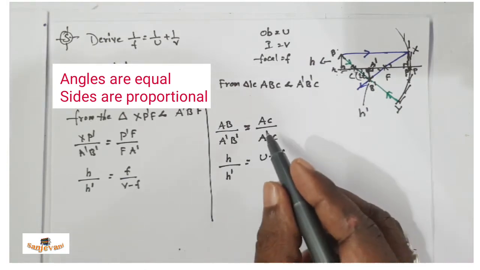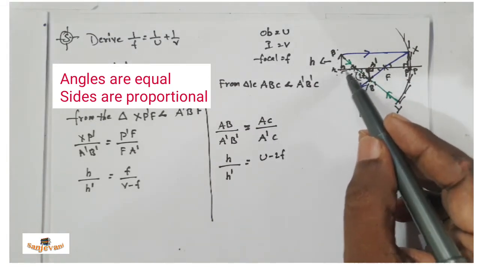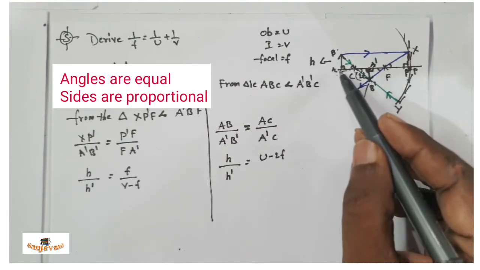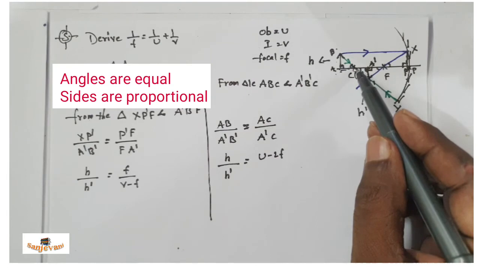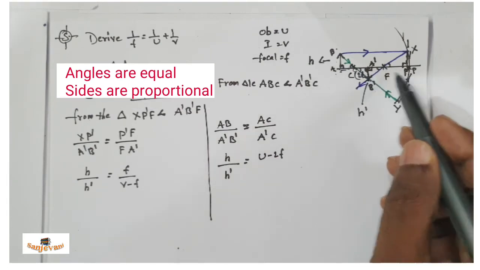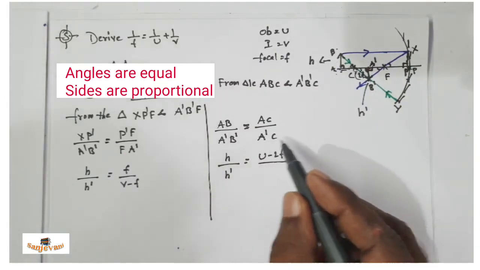Is it clear to you? Once again I am going to explain what AC is. The length of AC, we need this side. We know the total length from A to P, because it is the object distance U. Then to get this one, we are going to subtract this path, that means P to C. P to C we consider as 2f. Right.